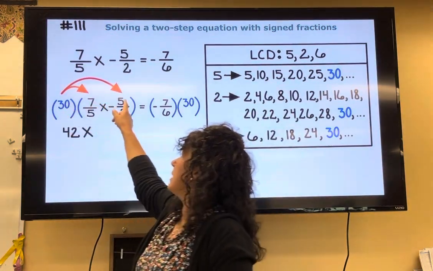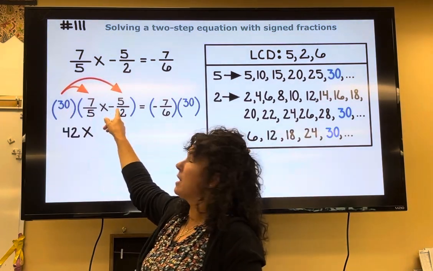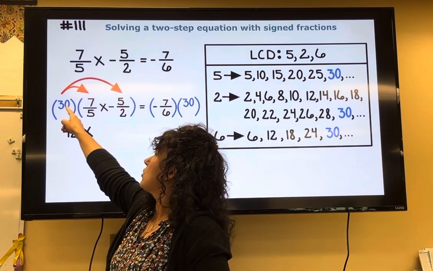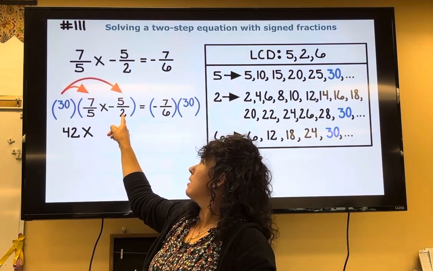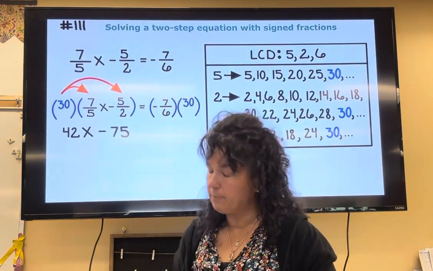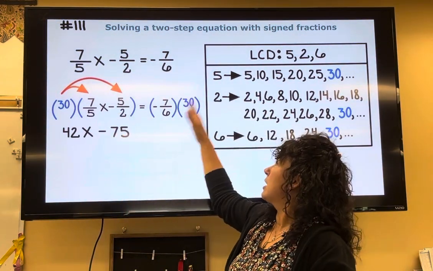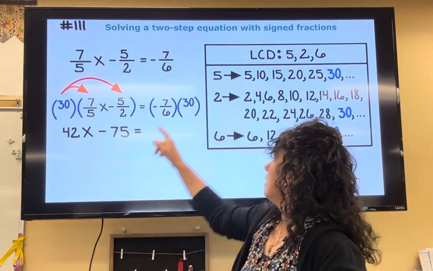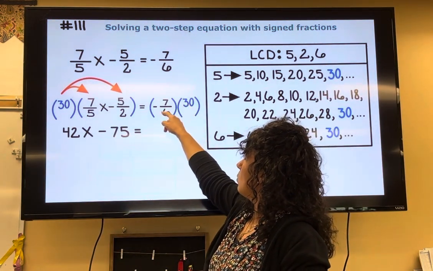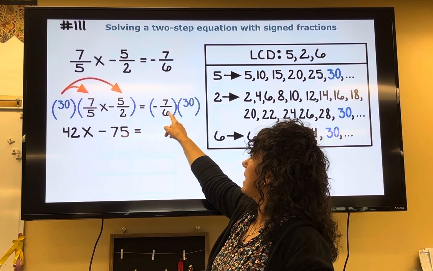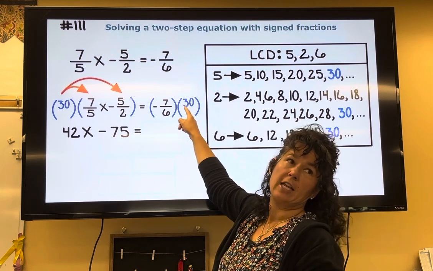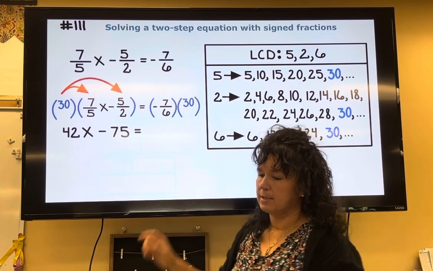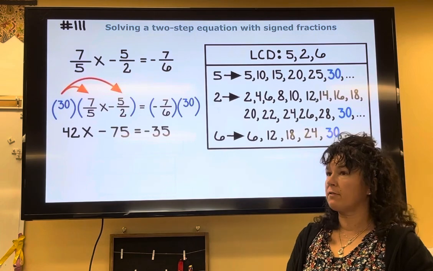Okay, and then 30 times negative 5 over 2. Positive times negative, we know it'll be negative, but we're dividing by 2 and multiplying by 5. So 30 divided by 2, good job, 15, and then 15 multiplied by 5 is gonna be 75. Okay, on the far right side here, go ahead and bring down my equal sign. And then when I multiply by negative 7 over 6, negative times positive is a negative, but you're taking 30 divided by 6, which is 5, and then 5 times 7, 35.